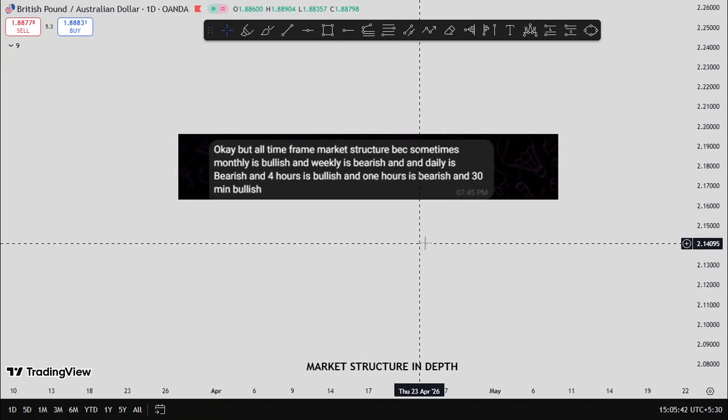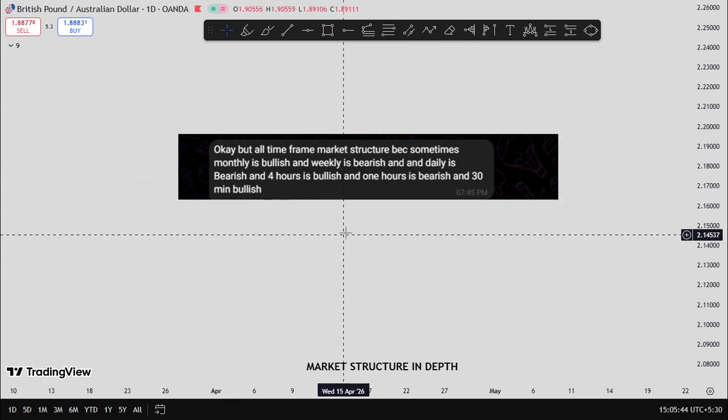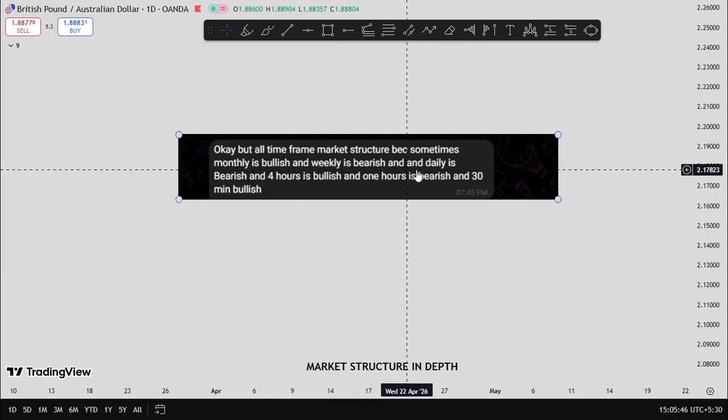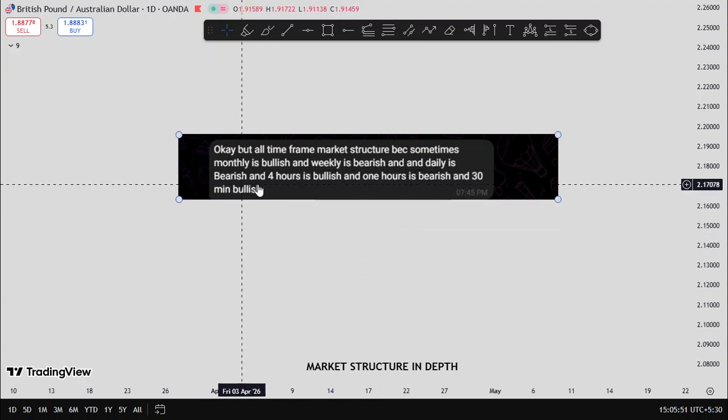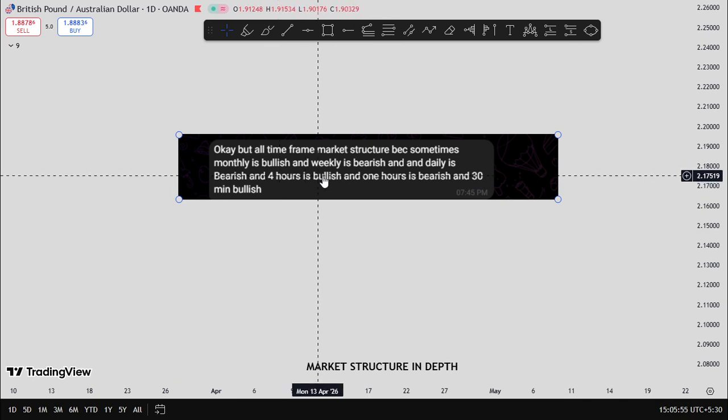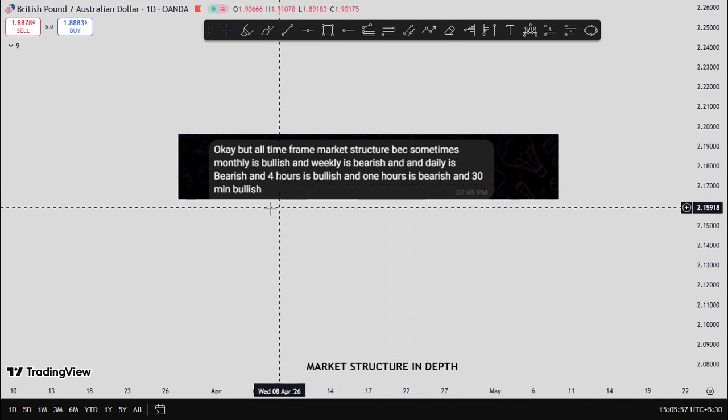So now let's first try to understand what the question says. All time frame market structure, because sometimes monthly is bullish, weekly is bearish, daily is bearish, so we have two time frames bearish, that is weekly and daily. 4 hour is bullish and 1 hour is bearish, 30-minute bullish.